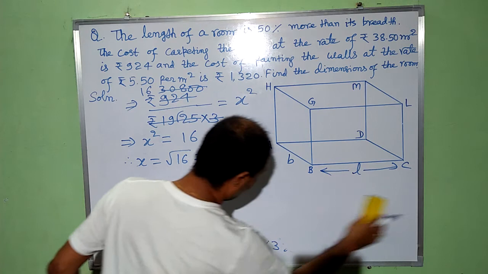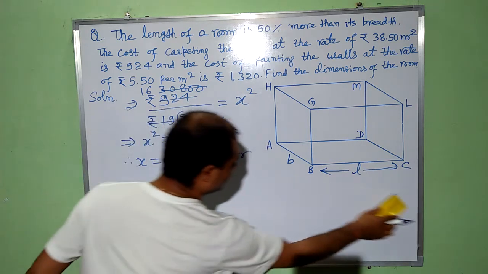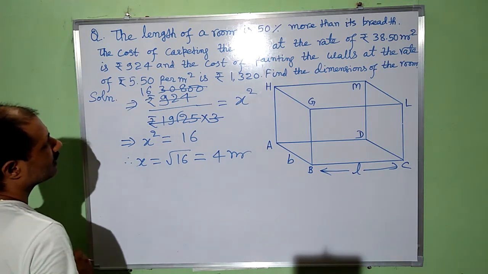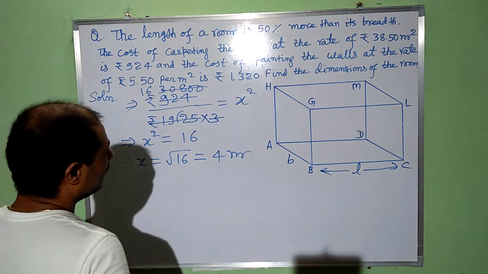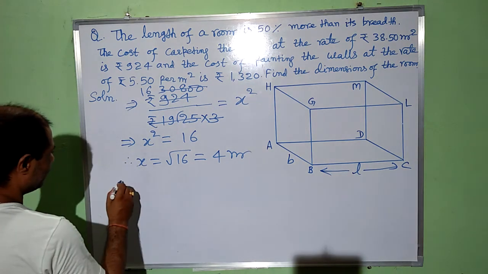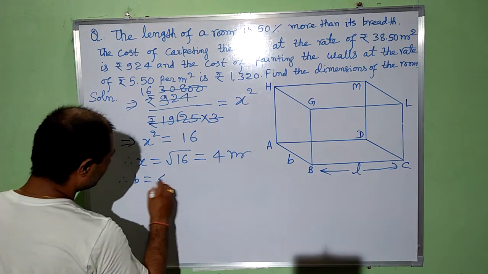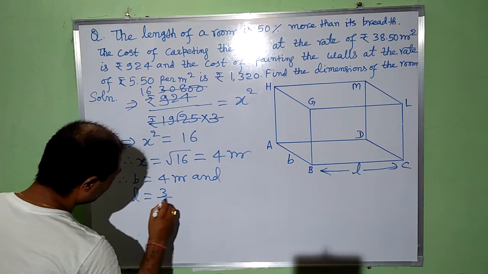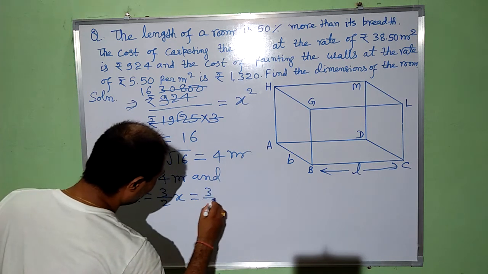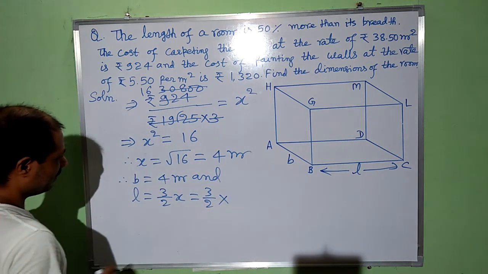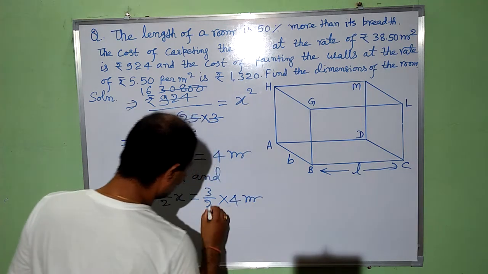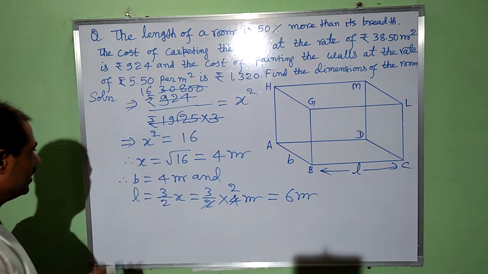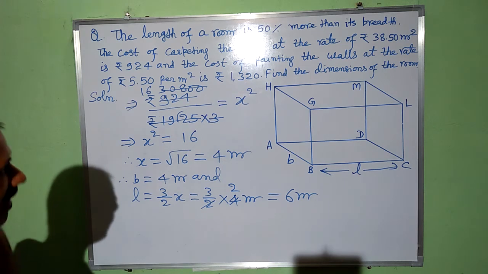Now x is obtained. This is the breadth of this room. Breadth is obtained and length is 3 by 2 x. Hence B is equal to 4 meter and L is equal to 3 by 2 x, is equal to 3 by 2 value of x, that is 4 meter, obtained, that is 6 meter. In this way length and breadth are obtained.